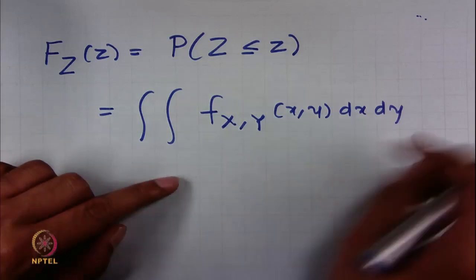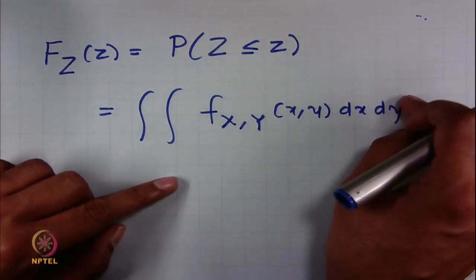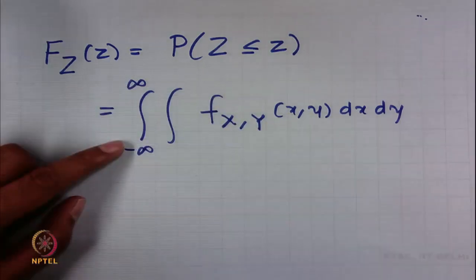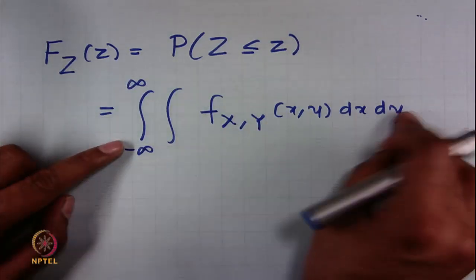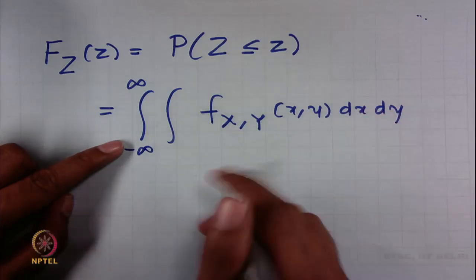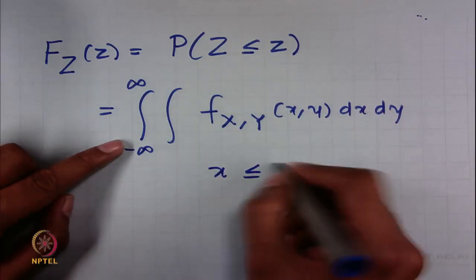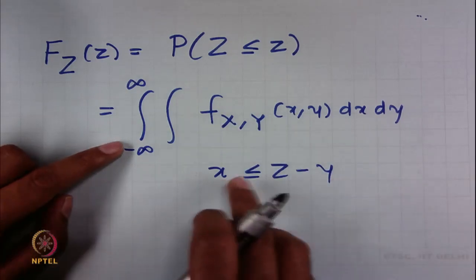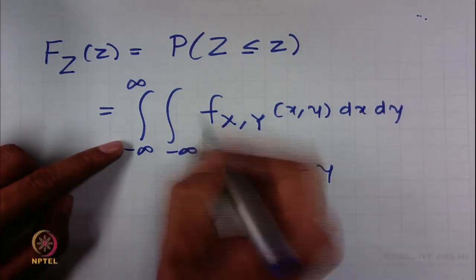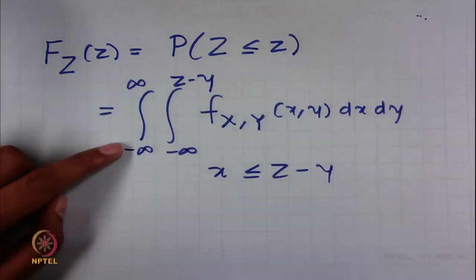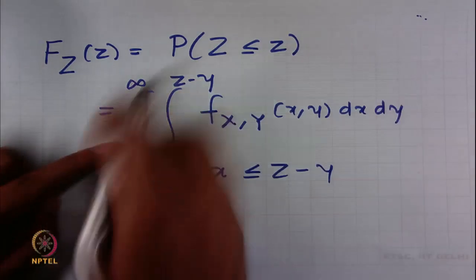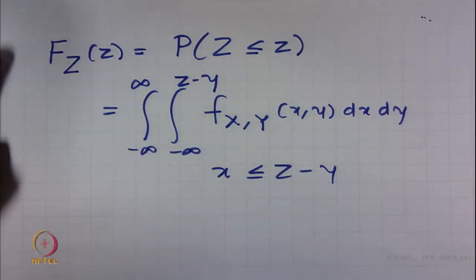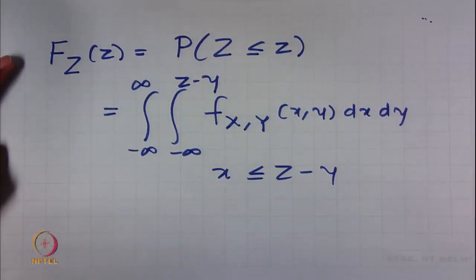And what I am saying is I can freely choose my y. So, y can lie between minus infinity to plus infinity, but for a chosen value of y, my x should be less than or equal to z minus y. That means x can only lie between minus infinity and z minus y. And if you carry out this integration, you can find the cumulative distribution function of random variable z.